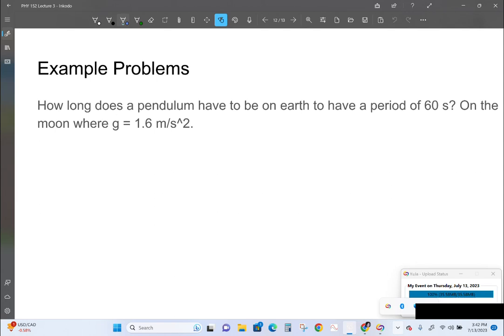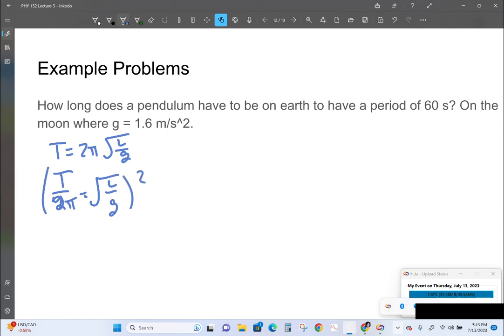And how long does a pendulum have to be on Earth to have a period of 60 seconds? So we're going to have T equals 2 pi square root of L over g. So T over 2 pi equals the square root of L over g. And I'm going to square both sides. So that's T squared over 4 pi squared equals L over g. So L is going to be g times T squared over 4 pi squared.